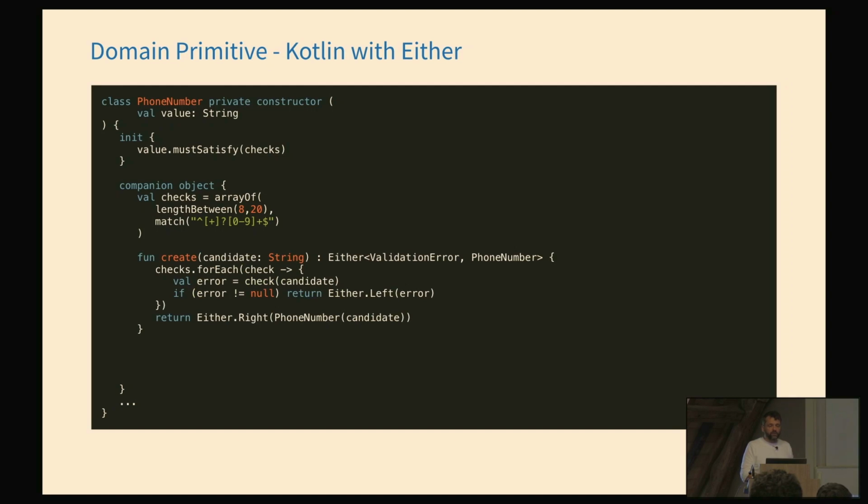And then we can use these functional constructs. So instead of throwing an exception in this case, we will run through the list of checks, and then we will return what we call an Either. So an Either is either something or something else. It means it contains either this type of thing, which in this case is a validation error, or it contains a phone number. And we can later check if it's one or the other.